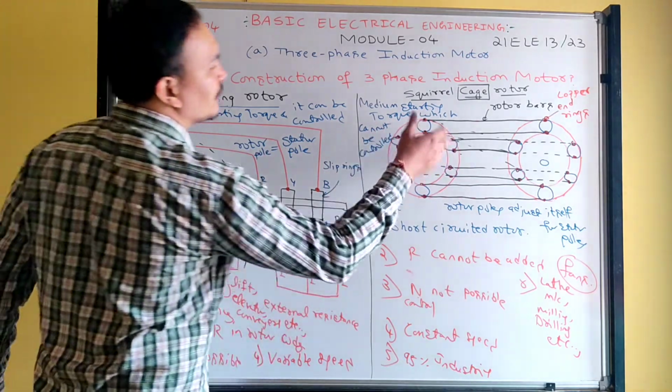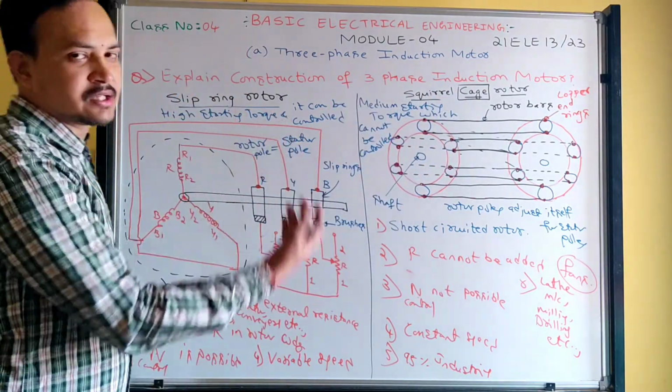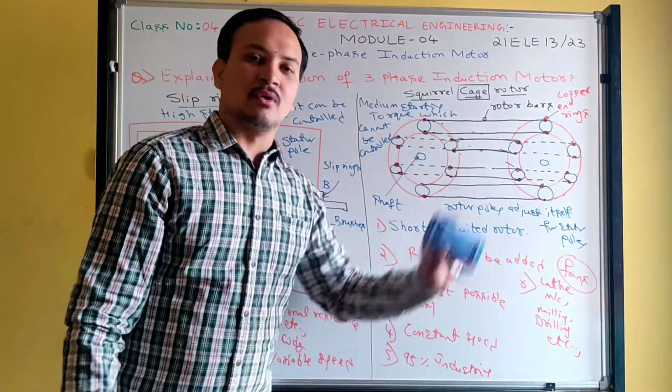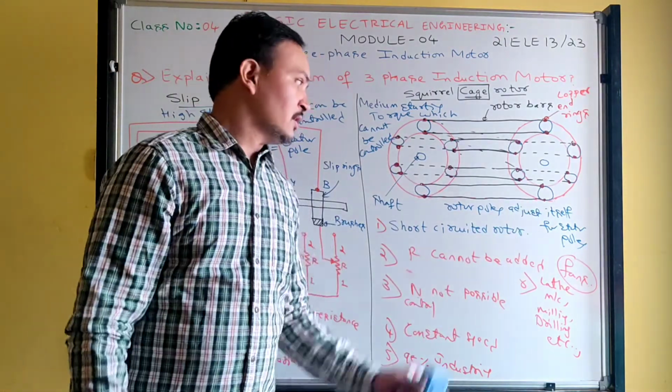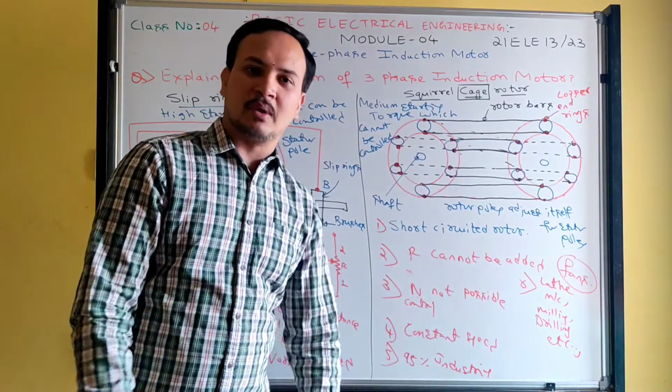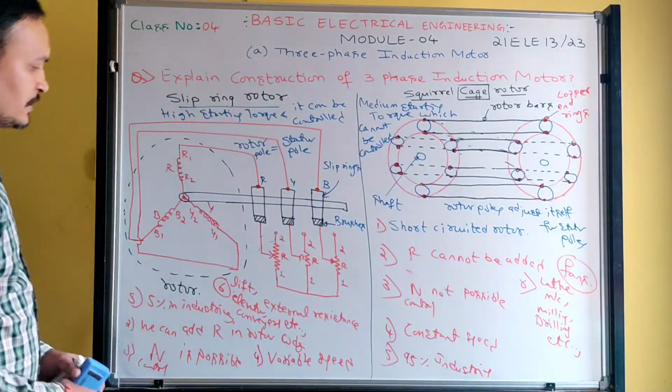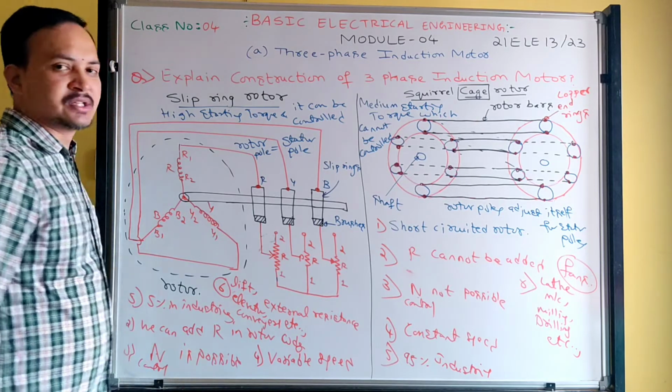But here you need not design at all. The rotor itself adjusts to the stator poles. If the stator has 20 poles, the rotor adjusts to 20 poles. Understood, guys? Like this, so many points are there.